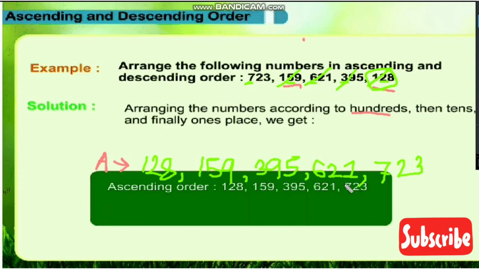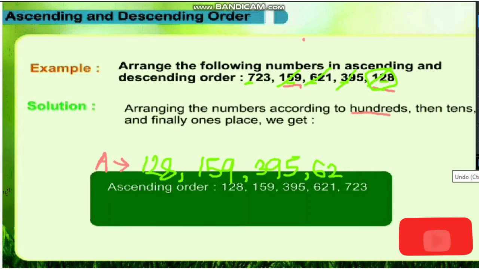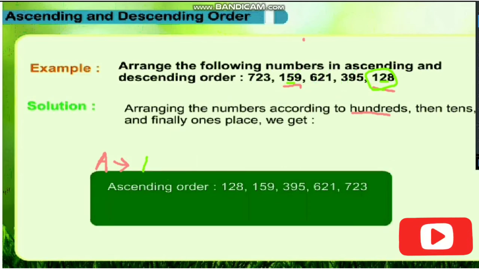Now let's find the descending order for it. How do we find the descending order? Tell me. In descending order, we write the biggest number first and at last we write the smallest number. So while finding the descending order, first we need to find the biggest number among these numbers. First we are going to compare the hundreds.